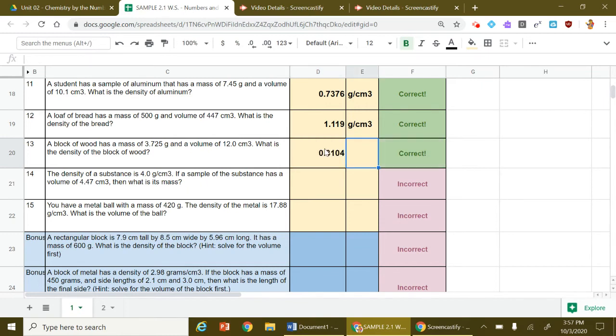0.3104. Am I correct? Hey! Once again, Mr. Goochee, knocking it out of the park. Look at me. It's like I teach this stuff. Hey. Opa. All right, next one.